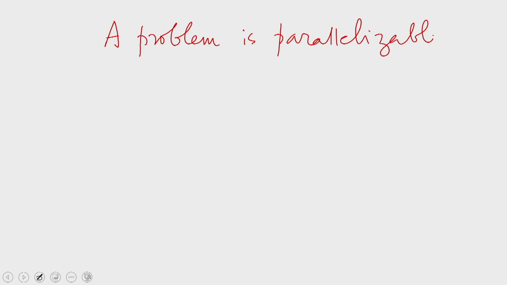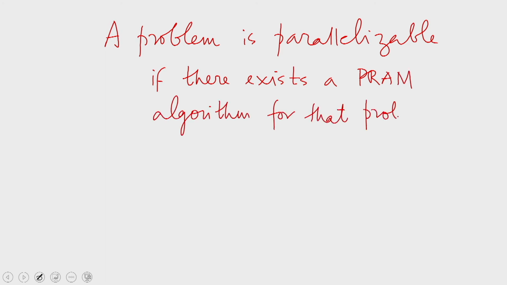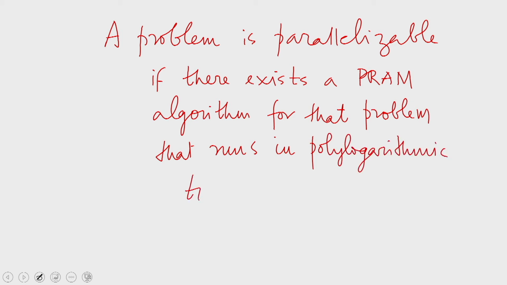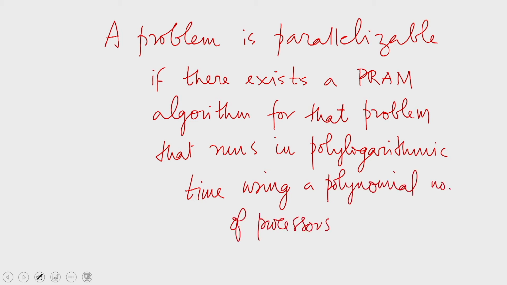When do we say that a problem is parallelizable? So, we use the following definition. A problem is parallelizable if there exists a PRAM algorithm for that problem, the variant of PRAM is of no relevance, that runs in polylogarithmic time using a polynomial number of processors in problem size n.